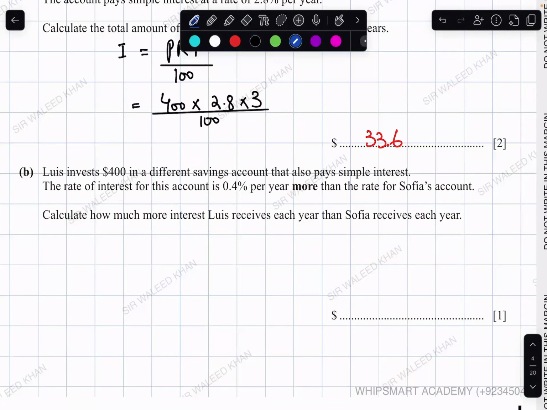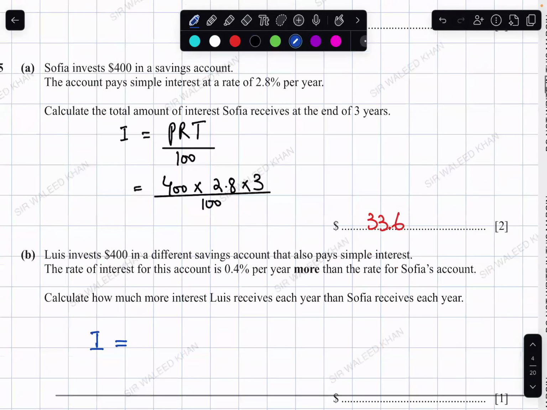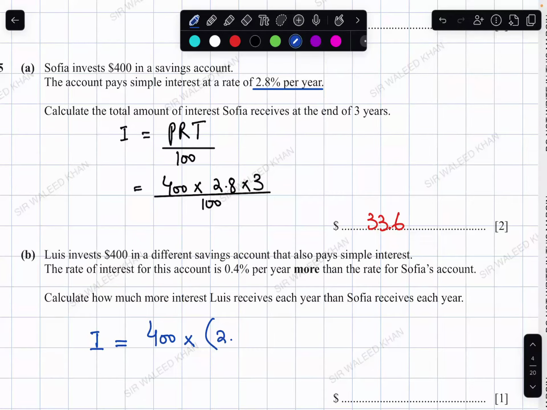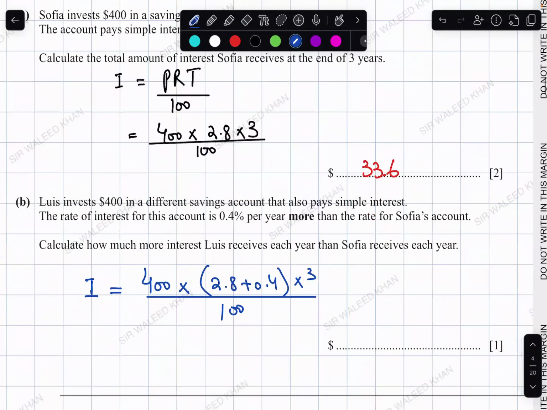Yes, Vijay. Should I add 0.4 to this one or multiply it? Javirio? Yes, Amar is correct. Yes, Javirio. What should I do? Add, yes. So 2.8 plus 0.4 times 3 over 100. So this time we have 38.4.